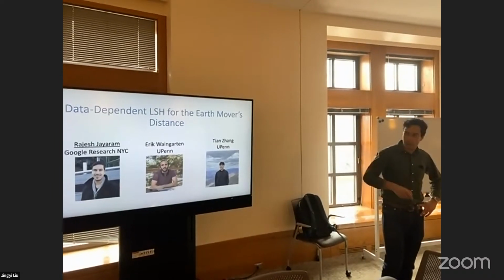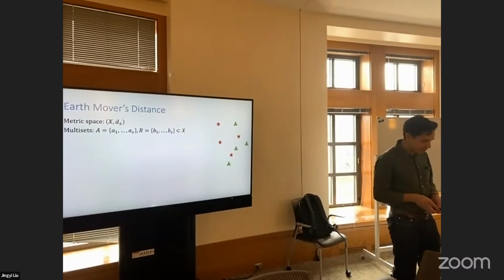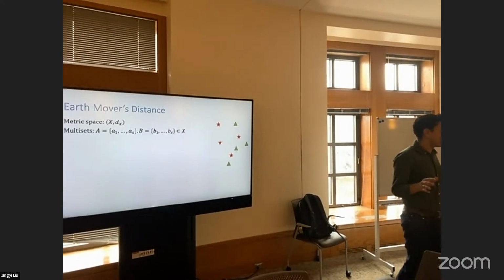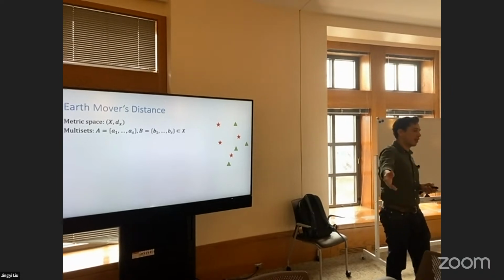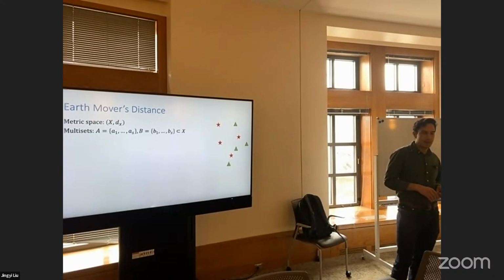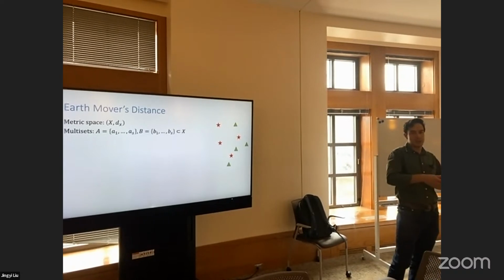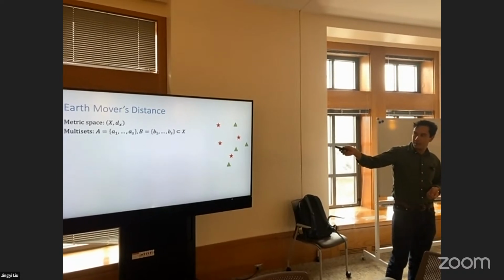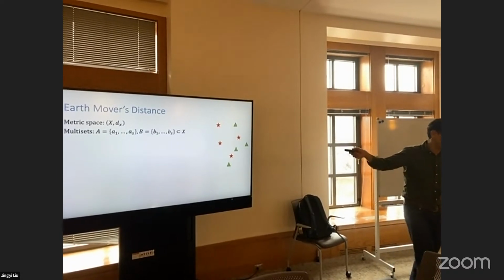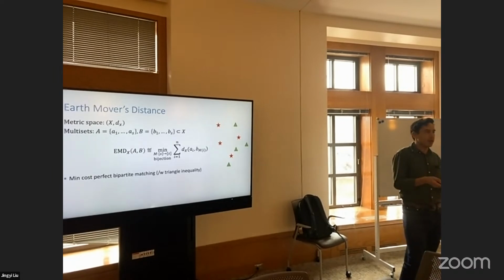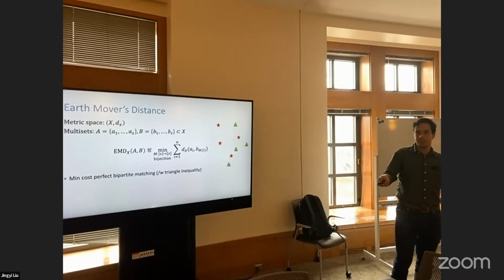So let me start by telling you about what Earth mover distance is. If you haven't seen it before, I like to think of it as a meta metric. It's a metric over another metric space. So if you have some base metric space X, Earth mover distance is a metric over subsets of that metric space. If I give you two subsets, A and B, let's say they both have exactly S points and they're subsets of X, the Earth mover distance between A and B is the cost of a minimum perfect bipartite matching between the points in A and the points in B.